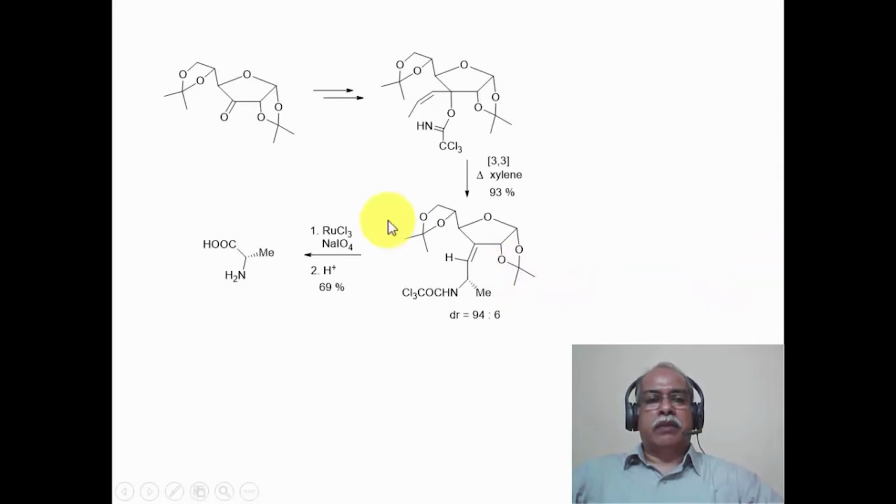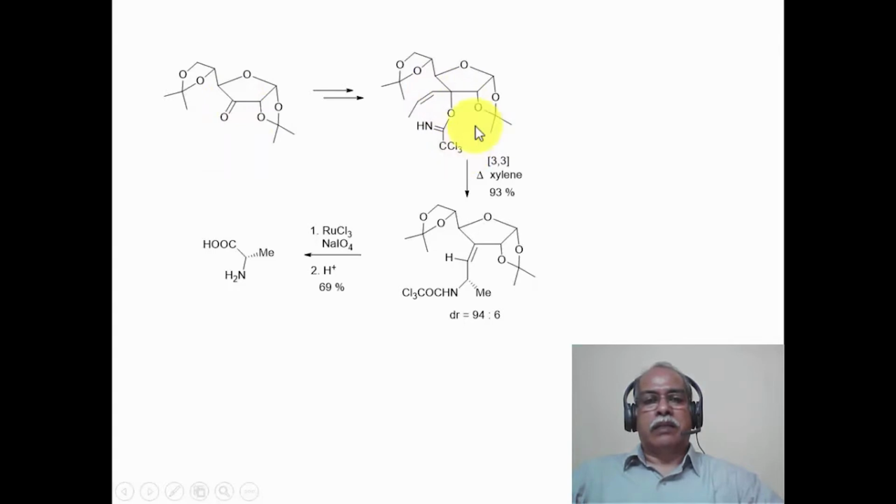Here is an example where the carbohydrate in the furanose form is used as a chiral auxiliary. The ketone, which is an alpha hydroxy ketone in this particular case, is undergoing addition of a vinyl Grignard reagent to produce the tertiary alcohol.